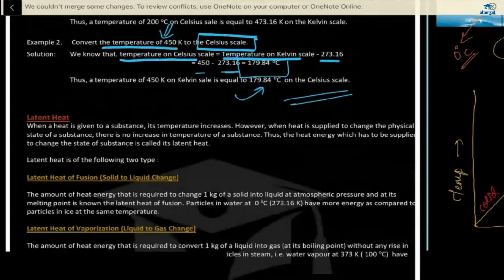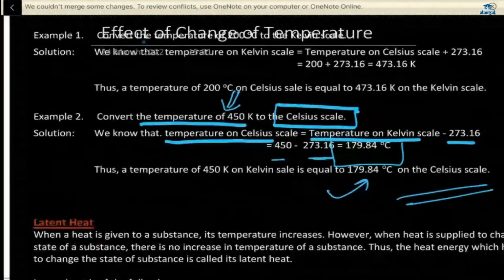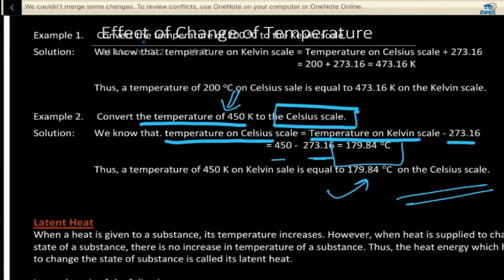So that's it. In the next lecture, we will discuss more numericals on this and we will go through some more theory, latent heat and all.